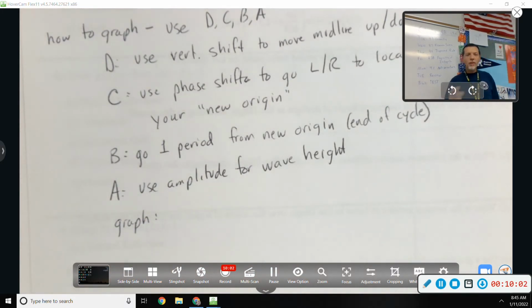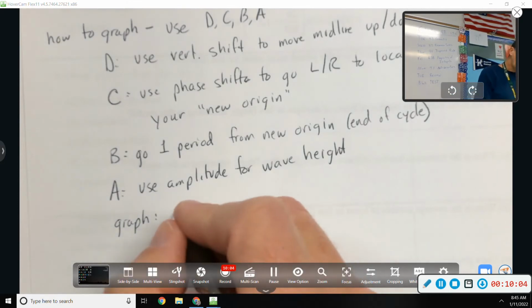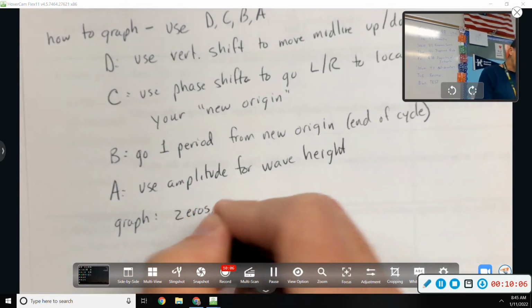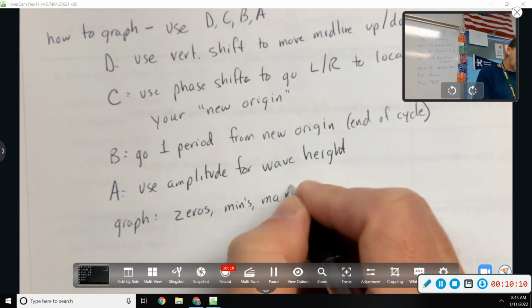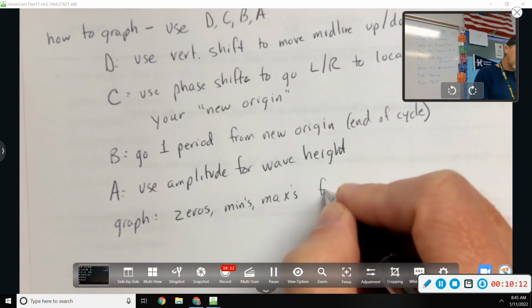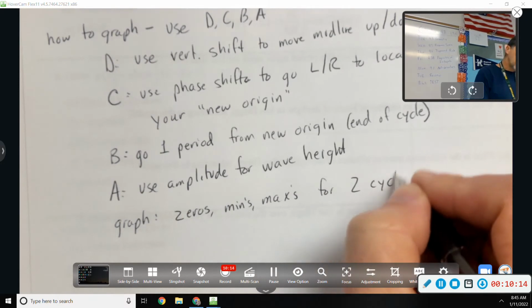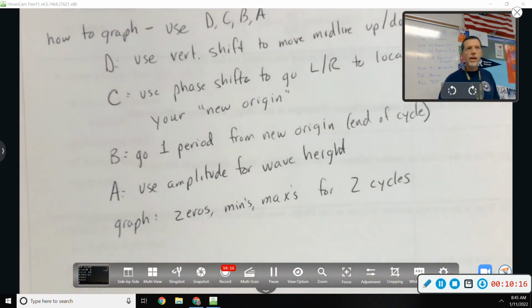And then the points I want to see are the ones we've been graphing, the zeros, the mins, and the maxes for 2 cycles.